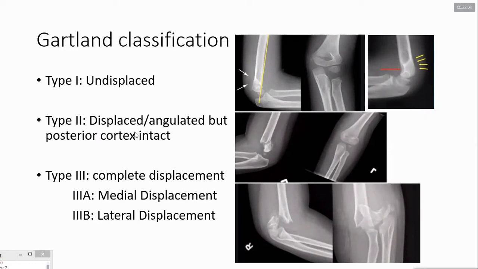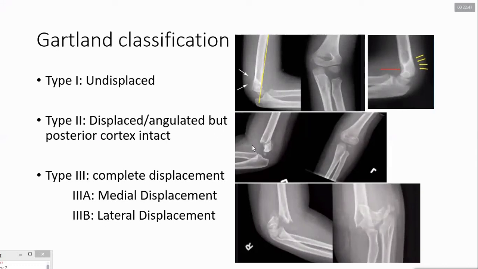Yeah? Type 2 are a little unstable fractures, where it is a displaced or angulated fracture. But the essential thing is that the posterior cortex and periosteum should be intact. So you can note the fracture has occurred here. It is angulated posteriorly. The cortex is discontinuous here, but there is some cortical contact here, as well as the periosteal sleeve. So it is not totally displaced out of its contact with the proximal bone. Yeah. So this tends to be midway.